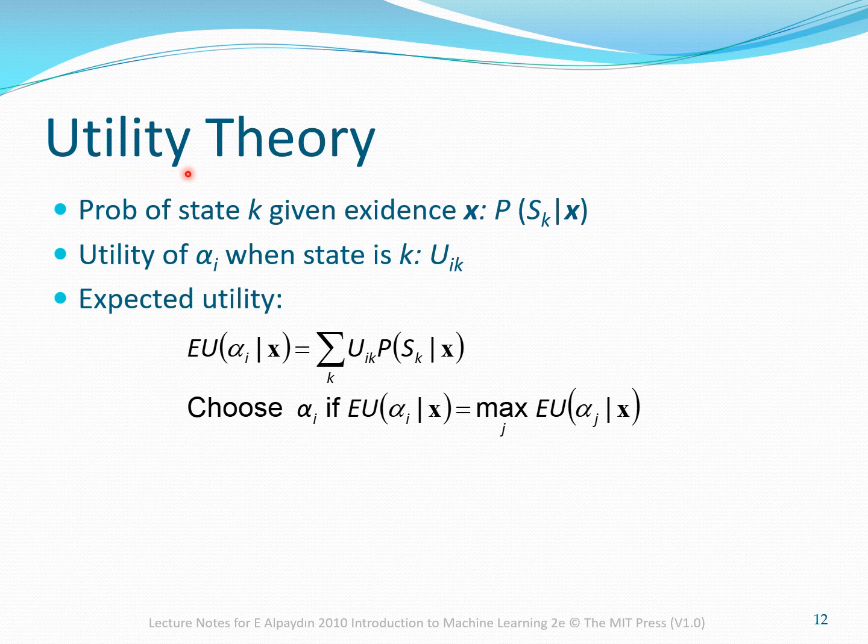We now generalize this to utility theory, which is concerned with making rational decisions when we are uncertain about the state. The probability of state k given evidence x equals P of S_k given x. The utility of alpha_i when the state is k is U_ik. Expected utility is given as follows, where we choose alpha_i if EU of alpha_i given x equals max over j of EU of alpha_j given x.